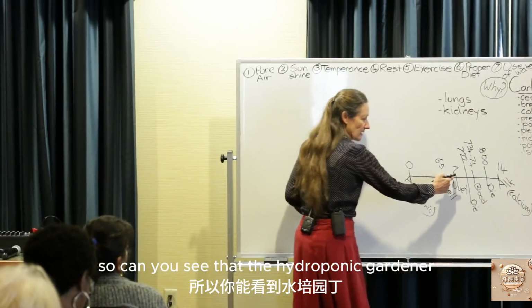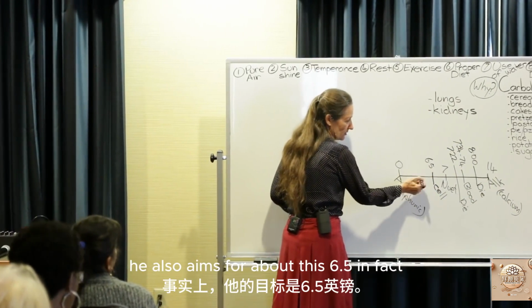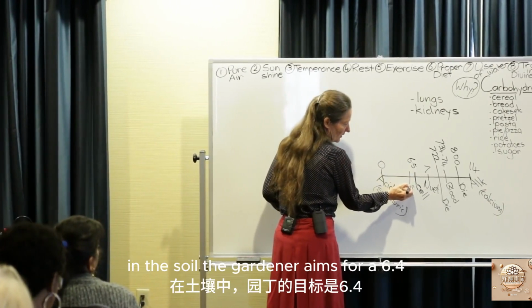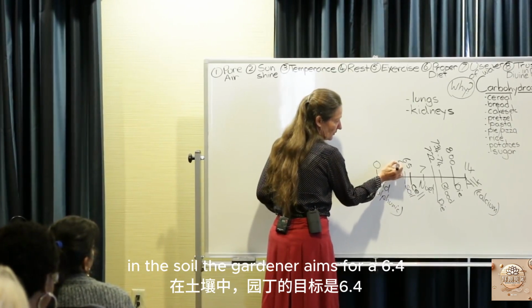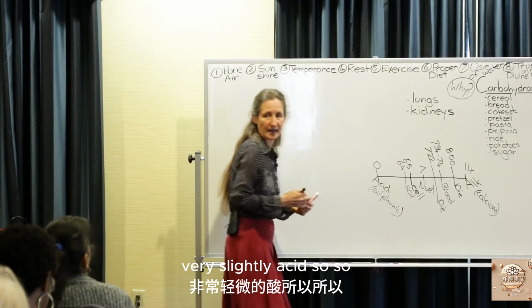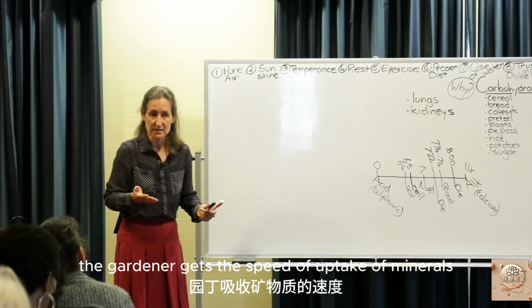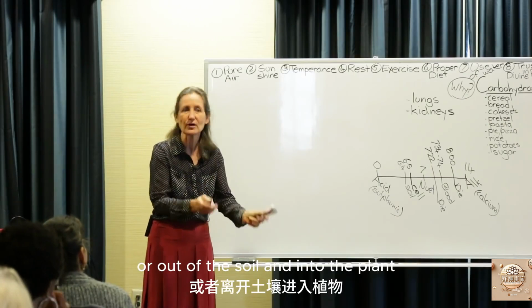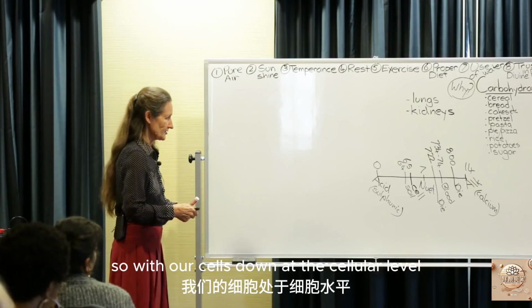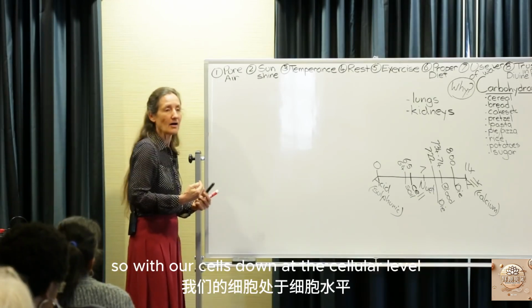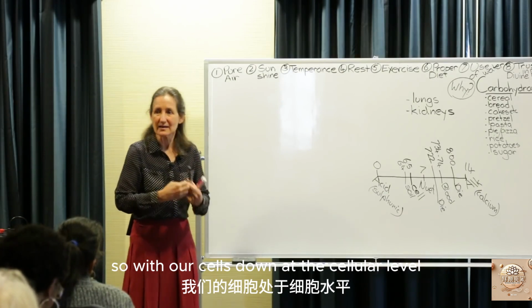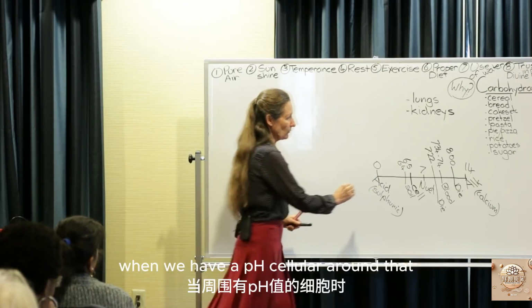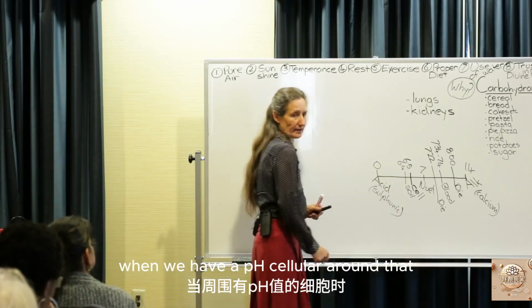So can you see that the hydroponic gardener also aims for about this 6.5. In fact, in the soil, the gardener aims for a 6.4. Very slightly acid, so the gardener gets the speed of uptake of minerals out of the water and into the plant, or out of the soil and into the plant. So with our cells down at the cellular level, we are going to be able to access more minerals when we have a cellular pH around that.